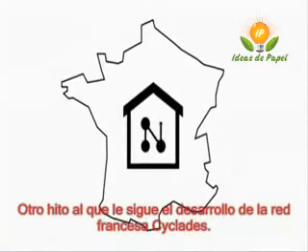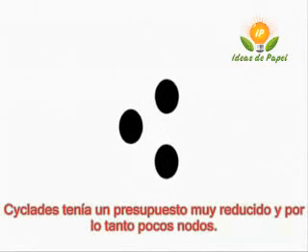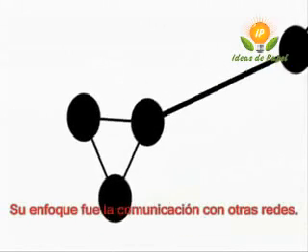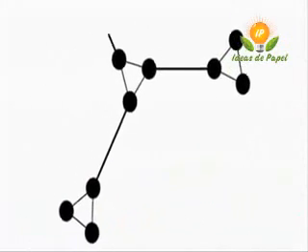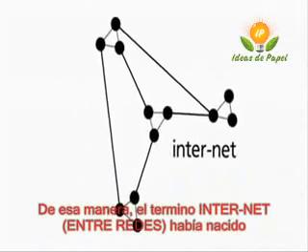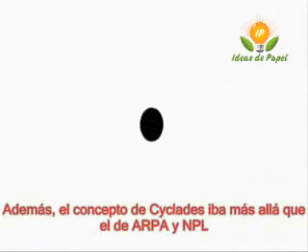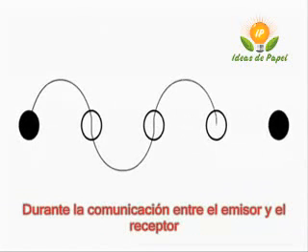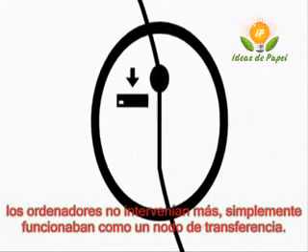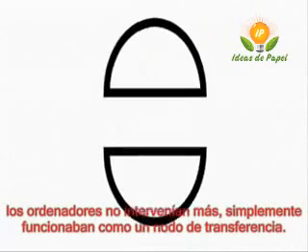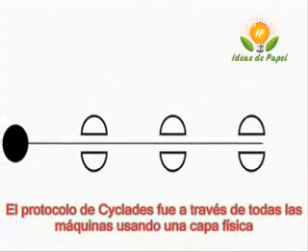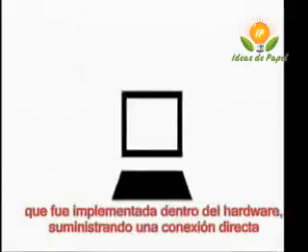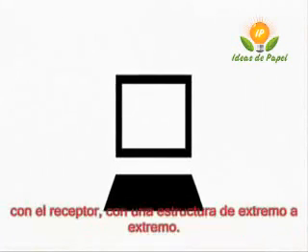Another milestone followed with the development of the French network Cyclades. Since Cyclades had a far smaller budget than ARPANET, and thus also fewer nodes, the focus was laid on the communication with other networks. In this way, the term Internet was born. Moreover, Cyclades' concept went further than ARPA's and the NPL's. During communication between sender and receiver, the computers were not to intervene anymore, but simply serve as a transfer node. Cyclades' protocol went through all machines using a physical layer that was implemented into the hardware, providing a direct connection with the receiver, an end-to-end structure.